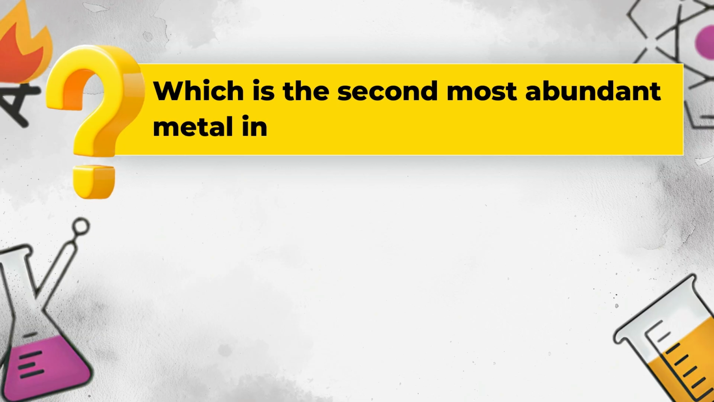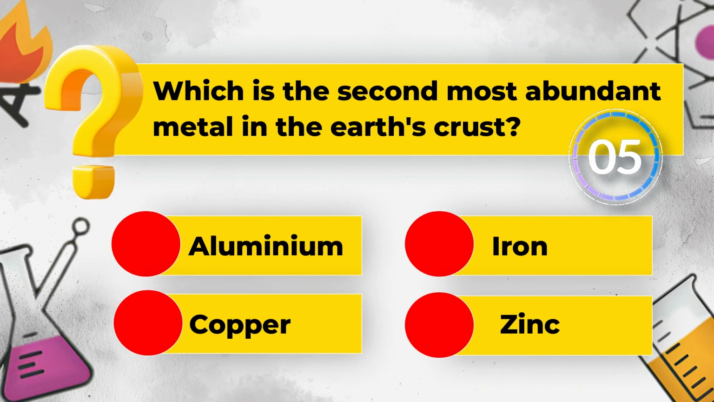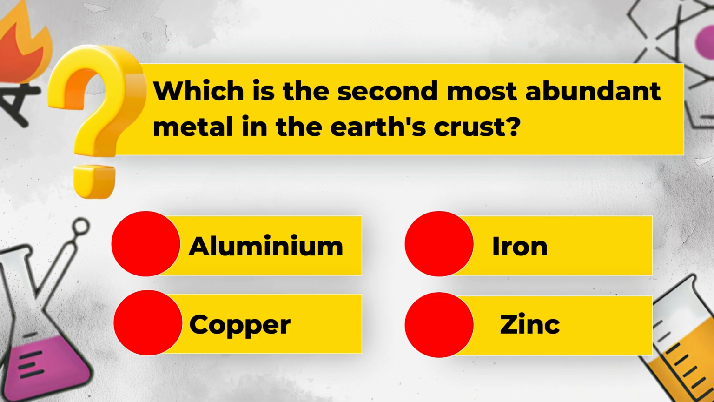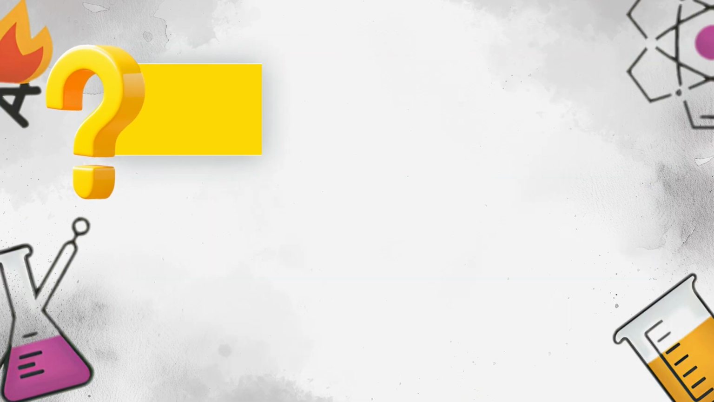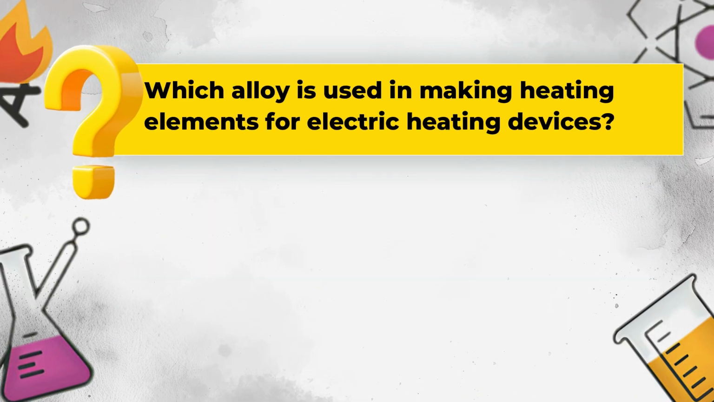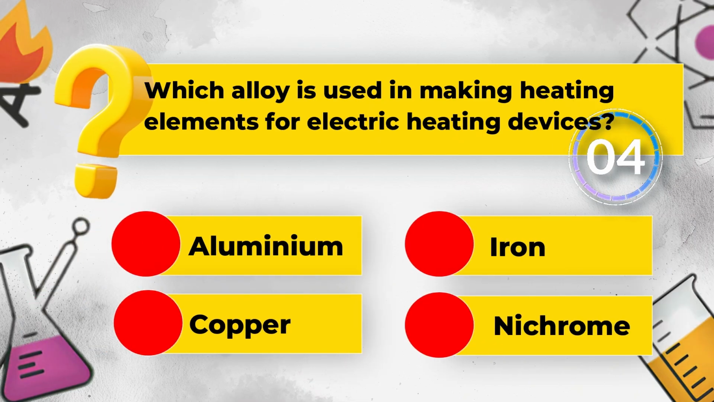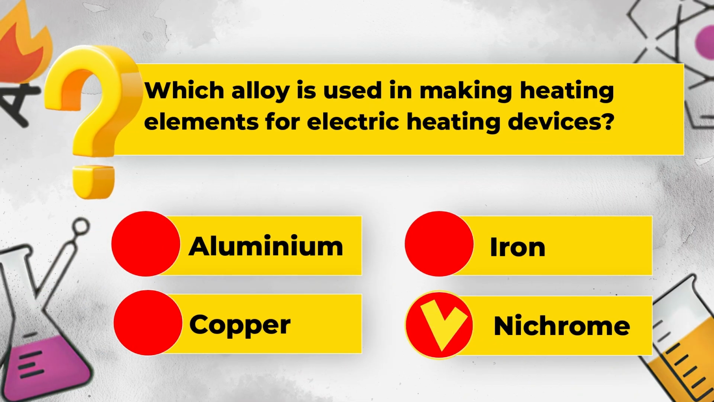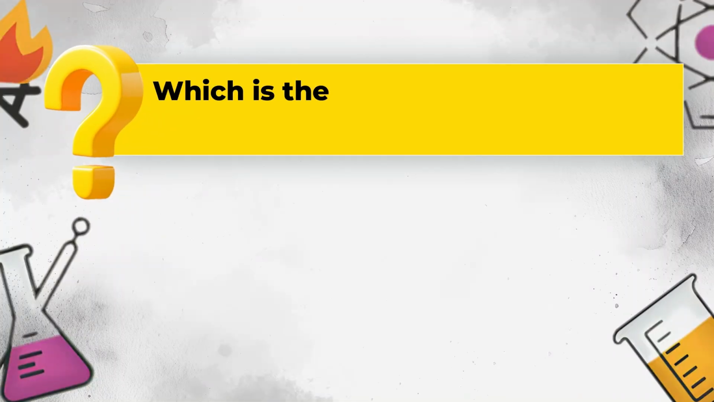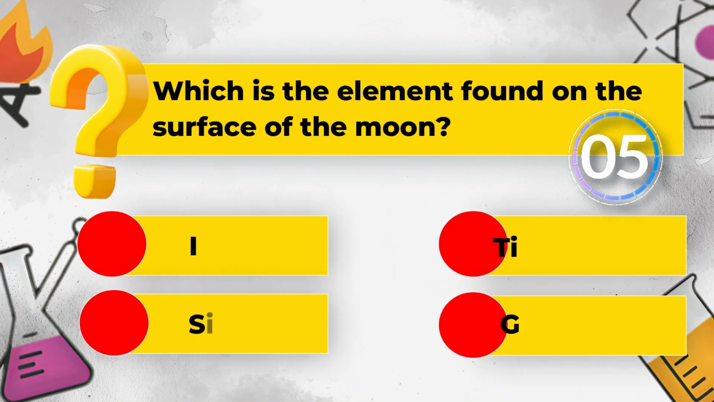Which is the second most abundant metal in the Earth's crust? Correct answer is iron. Which alloy is used in making heating elements for electric heating devices? Answer is nichrome. Which is the element found on the surface of the moon?